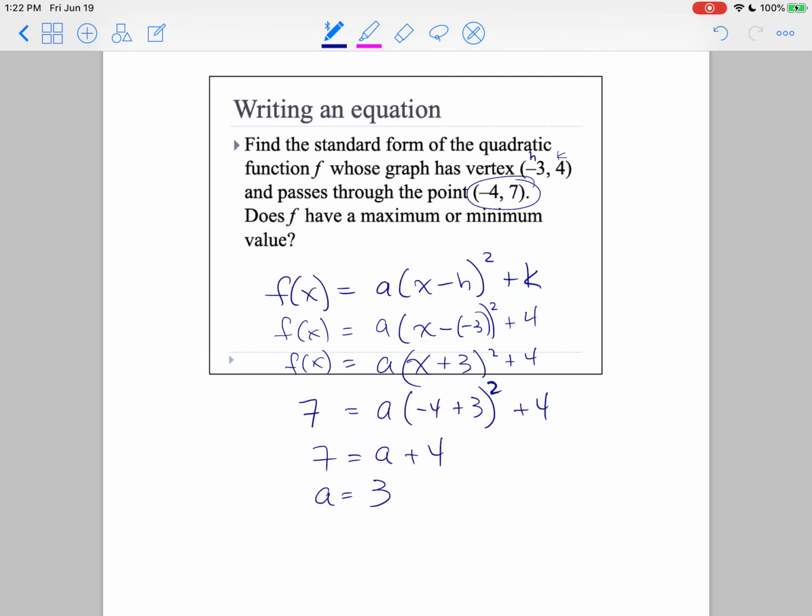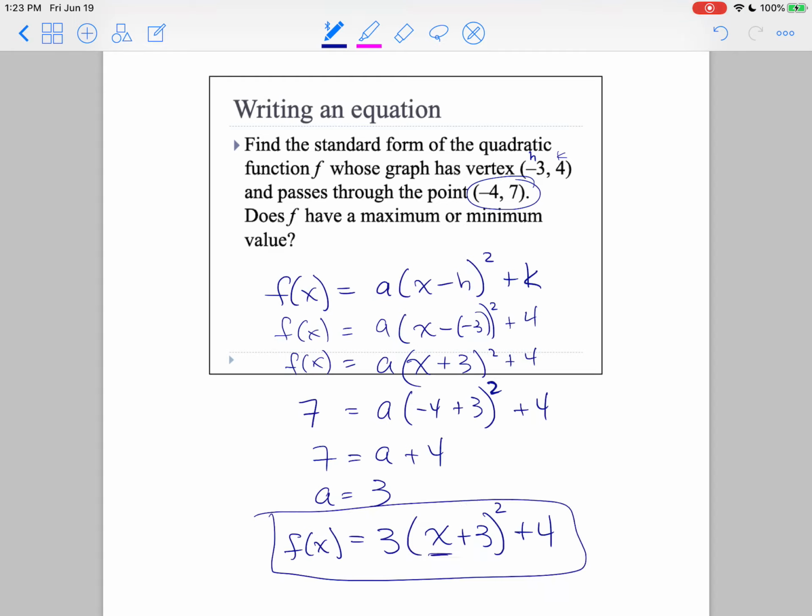But I'm not done yet. We need to find the standard form of the quadratic function. So I found a, I know h and k. Now I have to put it all together. So f(x) is going to be 3(x + 3)² + 4. And this is my final answer. Again, I need the variable x to be in my final answer. I'm not going to leave it here and plug in what a is, because then I have a singular point plugged in. This is just a true statement. If I put 3 in here, I'm just going to get the same value on both sides of the equation. I want a function that represents every point that would be on this graph here.